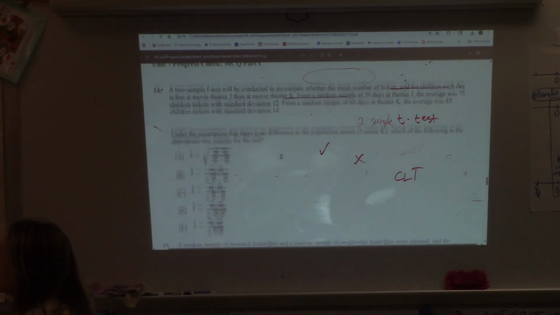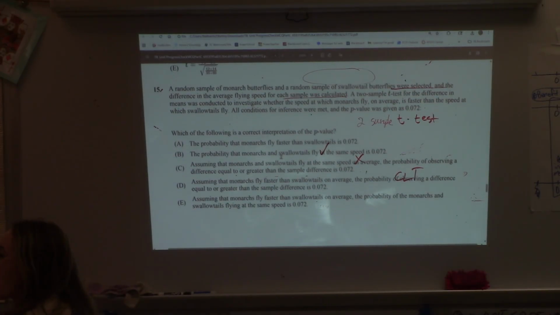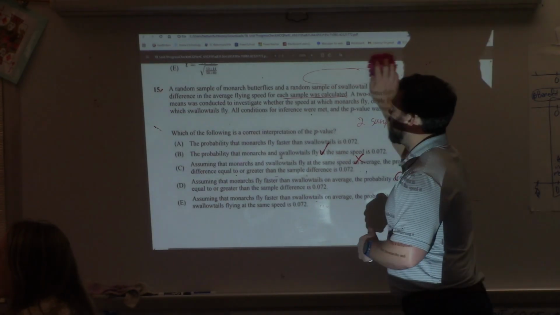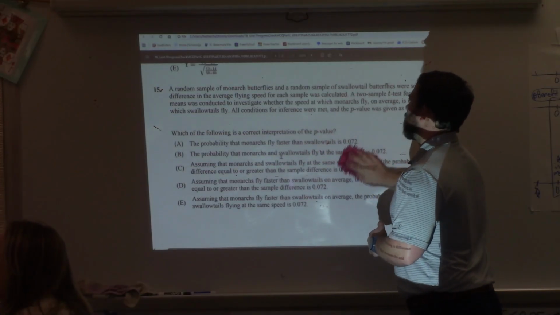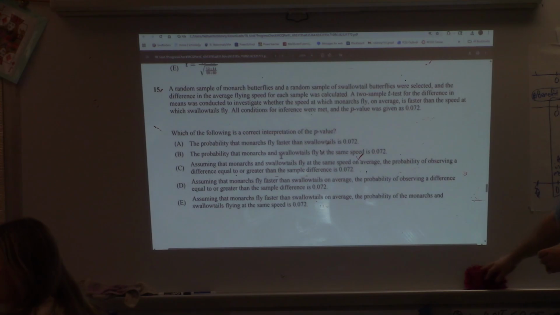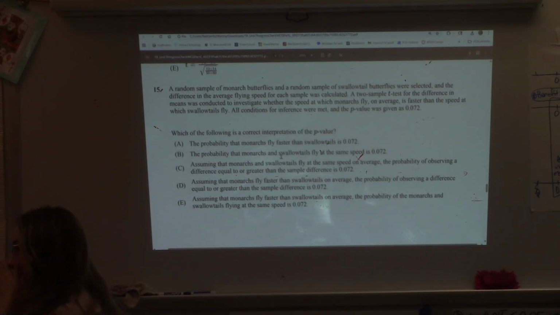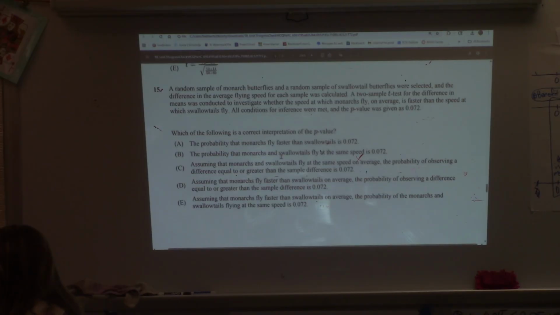All right, 15. A random sample of monarch butterflies and a random sample of swallowtail butterflies were selected. The difference in the average flying speed was calculated. A 2-sample t-test for the difference in means was conducted to investigate whether the speed at which monarchs fly on average is faster than the speed at which swallowtails fly. All conditions for inference were met, and the p-value was given as 0.072. Hey guys, notice this is a common one we keep missing: interpretation of the p-value.